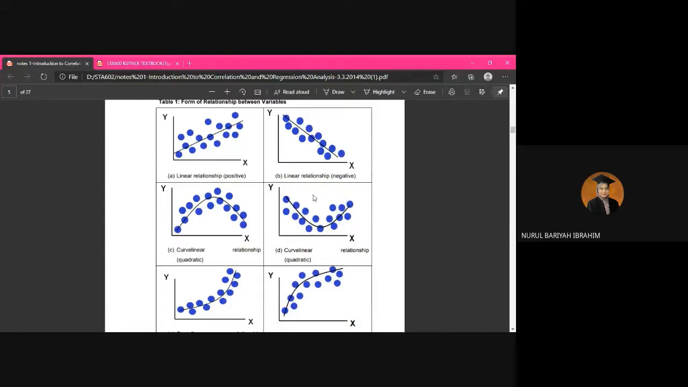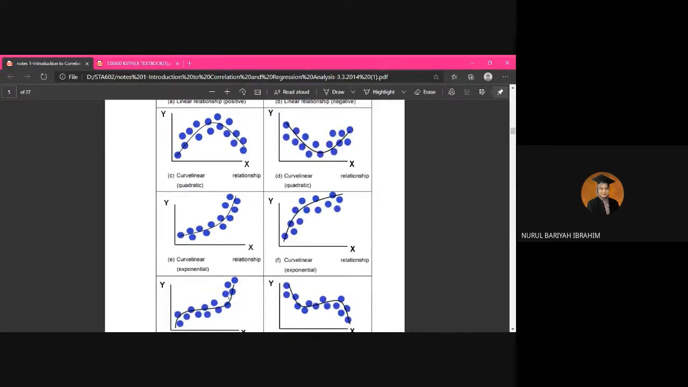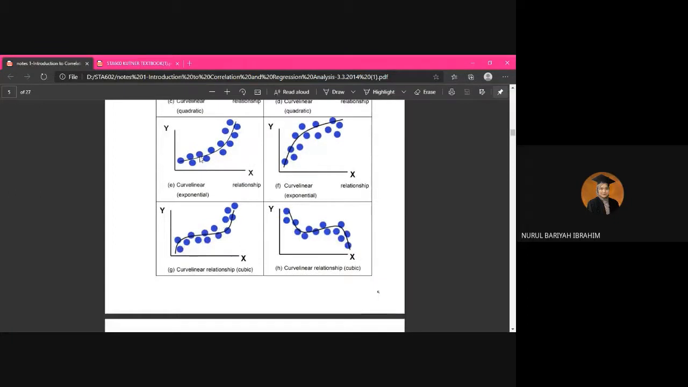Okay, if you get all of these types of scatter diagram, it means that there is no linear relationship between your y and x, so we need to proceed with the other analysis or we can transform the data. Okay, so this is an example of curvilinear or quadratic. Okay, this is also quadratic. Okay, this is exponential and this is curvilinear.